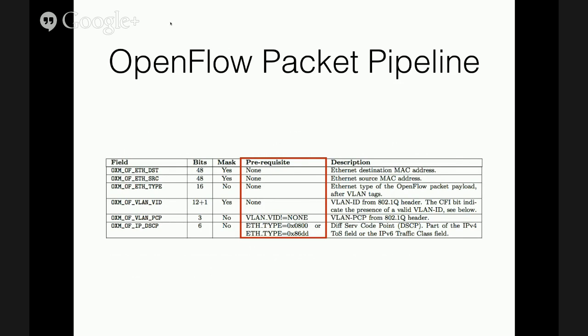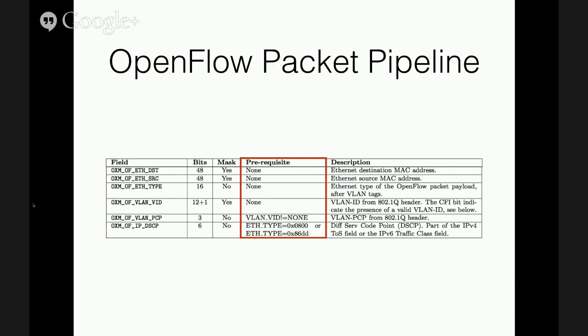So let's see how the packet library is designed. If you look at the specification of OpenFlow 1.3, the packet pipeline has a prerequisite for each field. So for example, for the Ethernet destination field, you don't need any prerequisite, so it's always available. But if you look at, for example, IP DSCP, the prerequisite is that the packet type should be either IPv4 or IPv6.